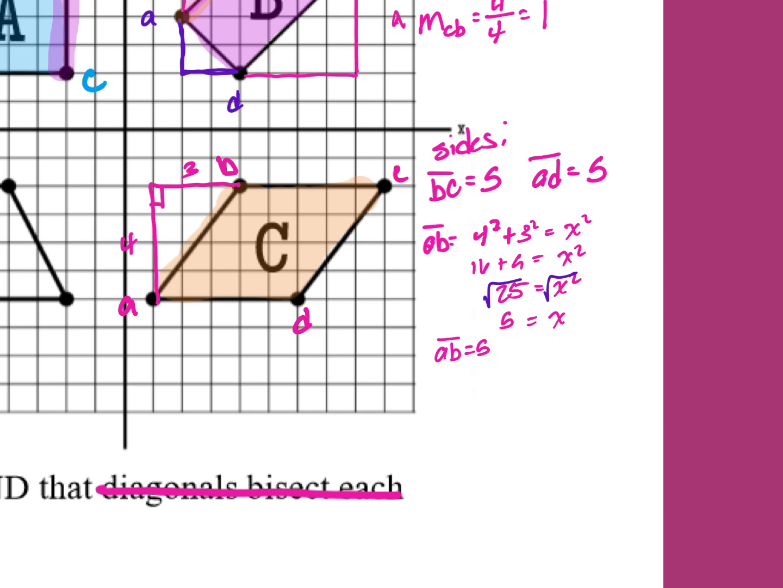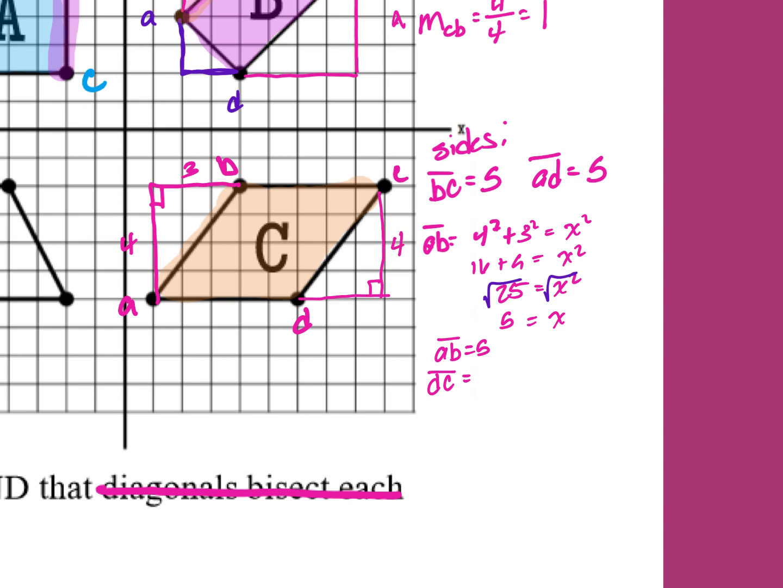We have one more side to find, which is DC. So I'm going to make another triangle. How long's one of my sides? The tall side, the up and down side.